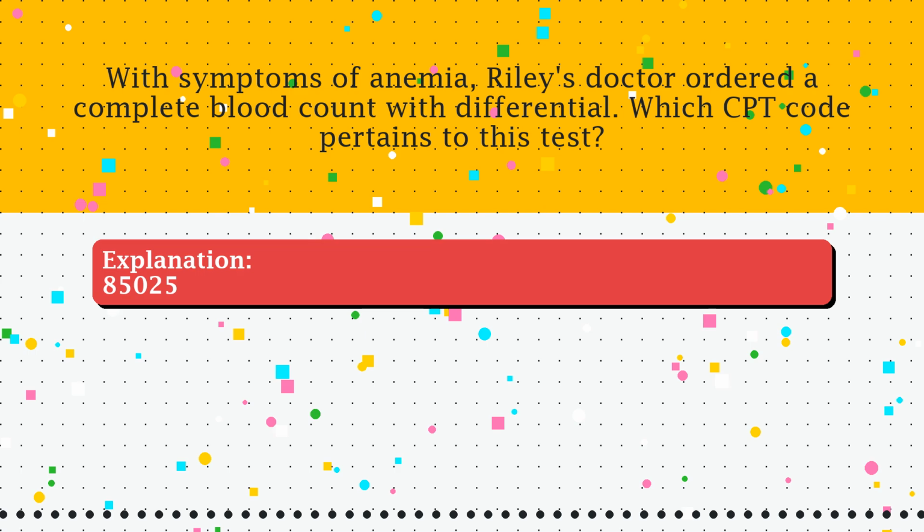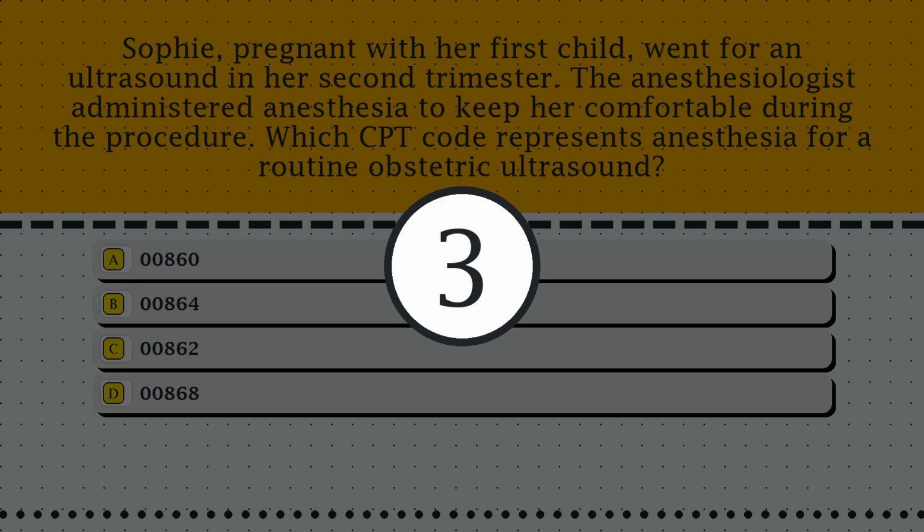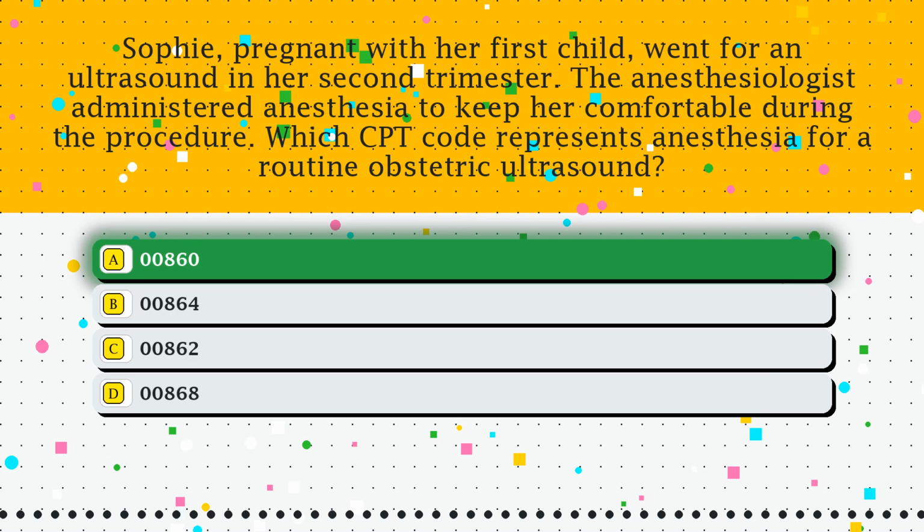Question 245. Sophie, pregnant with her first child, went for an ultrasound in her second trimester. The anesthesiologist administered anesthesia to keep her comfortable during the procedure. Which CPT code represents anesthesia for a routine obstetric ultrasound? Option A, 00860, option B, 00864, option C, 00862, option D, 00868. The correct answer is option A, 00860.